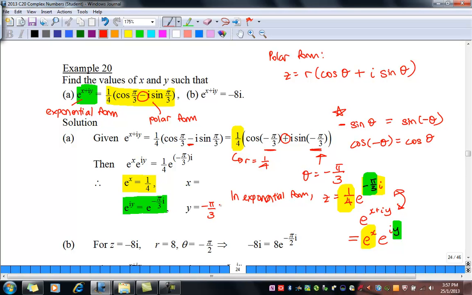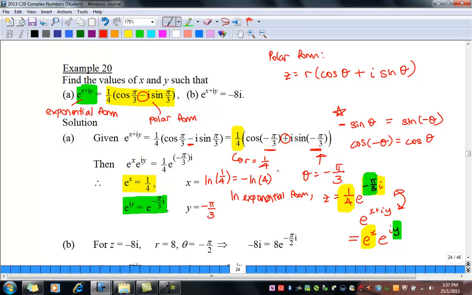But what about the value of x? If e to the power of x is 1/4, that means that x will be equal to ln 1/4. Or you can see this as negative of ln 4, because it is ln of 4 to the power of negative 1. I will now give you 10 seconds to try out part B, and we will continue when you have answered the following question.